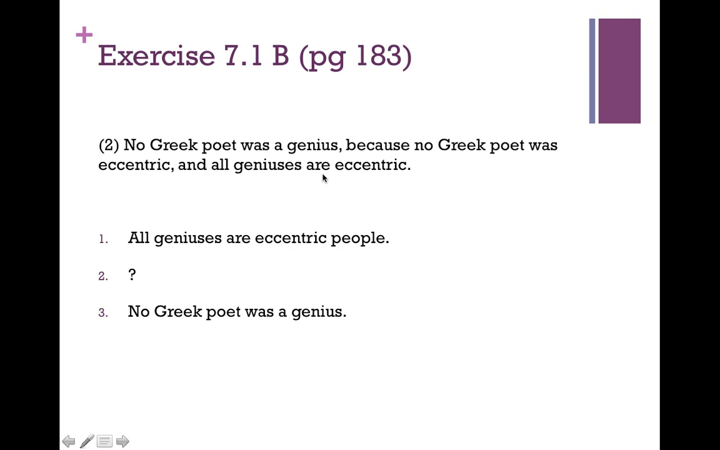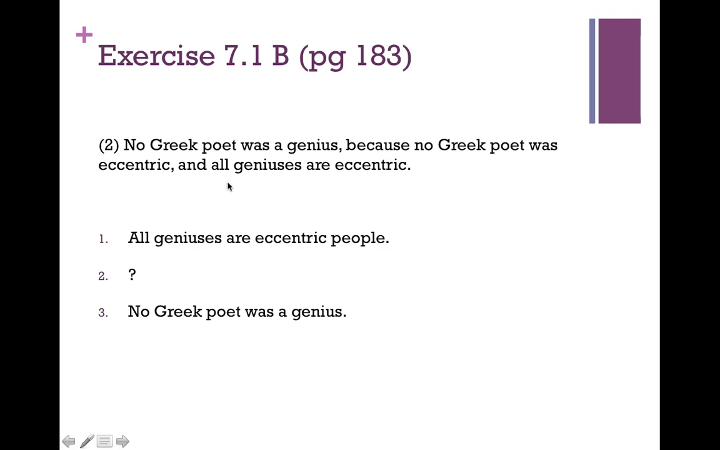So a lot of times you have to reorganize it. Look right here. The conclusion was actually stated first. Now, eccentric doesn't name a class. You know, genius or geniuses, that names a class. You can say the class of geniuses. But eccentric, you need to add a word, because eccentric is modifying something, which in this case would be people. So all geniuses are eccentric people. This is how we would rewrite this.